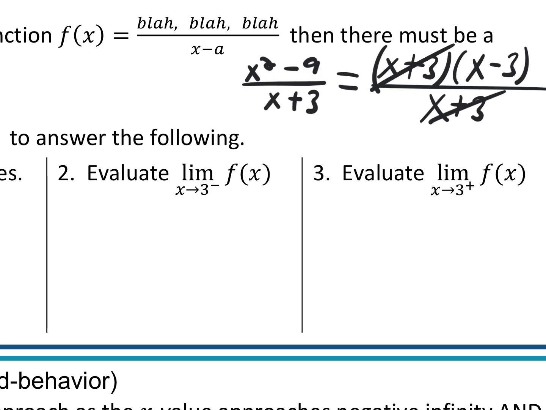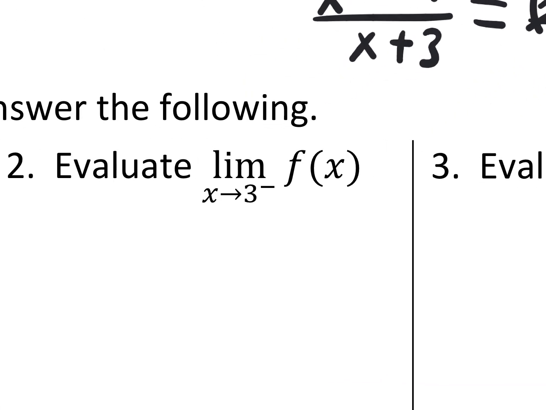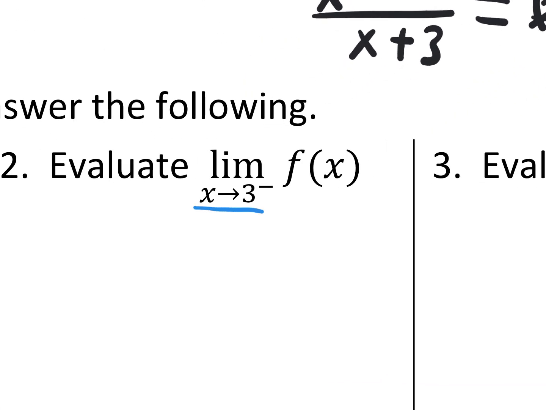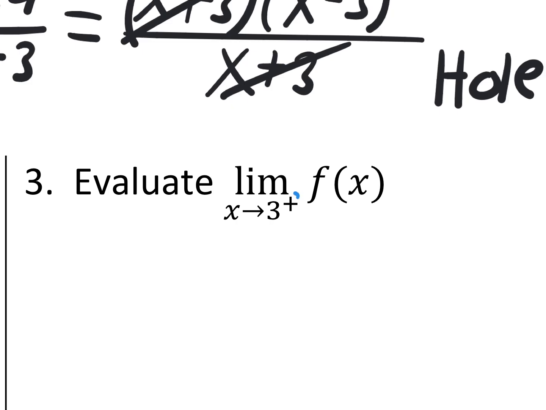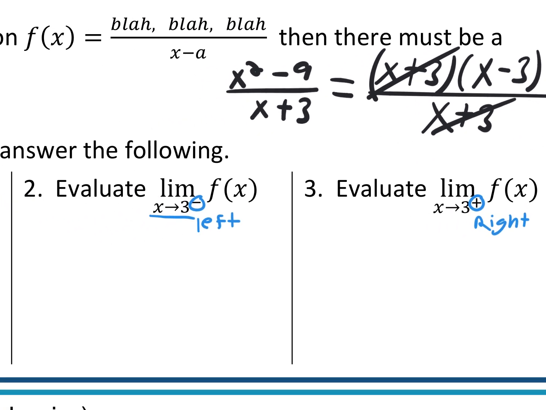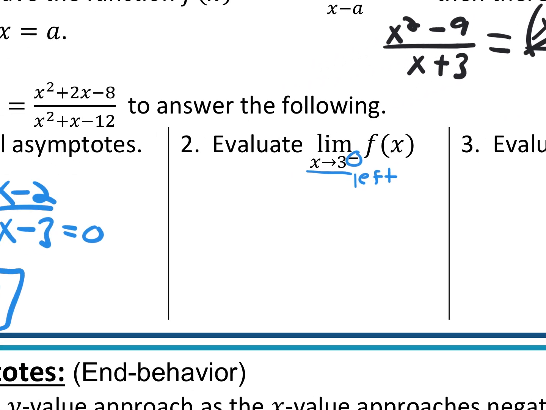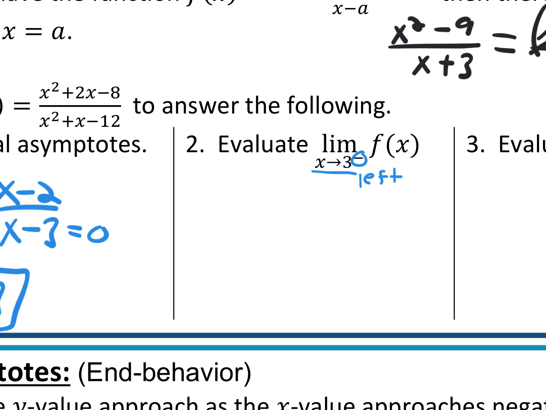All right. Let's talk about what this means, right? So do you remember what this means? X approaches 3 from the left, right? So this is the limit from the left of f of x, and then number 3 says x approaches 3 from the right. All right. So there's a couple ways that you could think about this. I do think it helps to think about it analytically, kind of, right? So what's a number to the left of 3? Just pick a number.